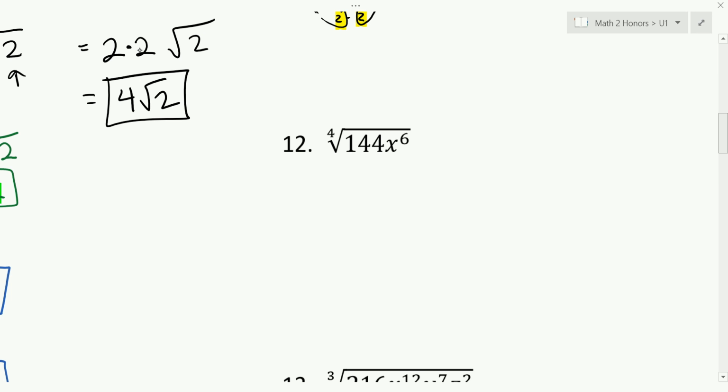So this one, you're looking for 4 things, not 2. Right? So you have 2 12s. You want to keep breaking the 12s down.